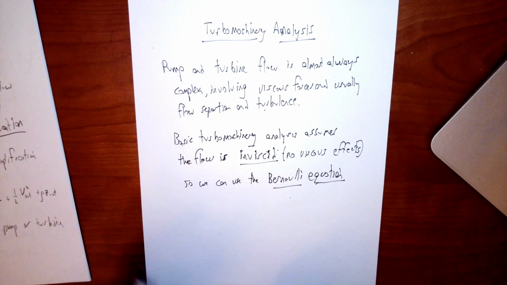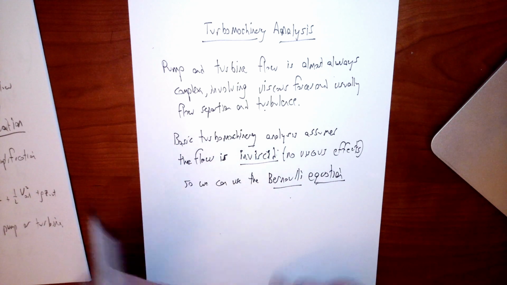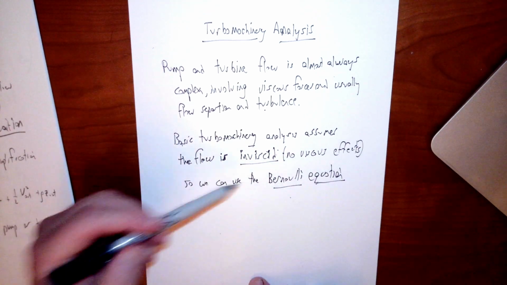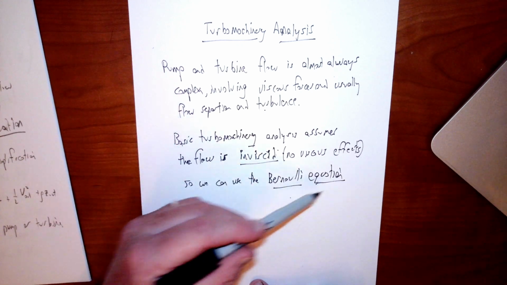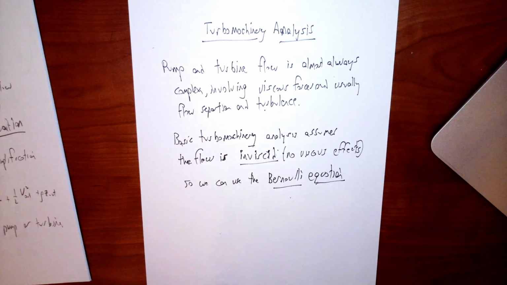And then, of course, as always, people use experimental results to handle the fact that it's not really like this, that it's not truly inviscid at all. In fact, we know it's going to be nothing like that. But the fact that we treat it as inviscid means, of course, that we can use our friend, the Bernoulli equation.